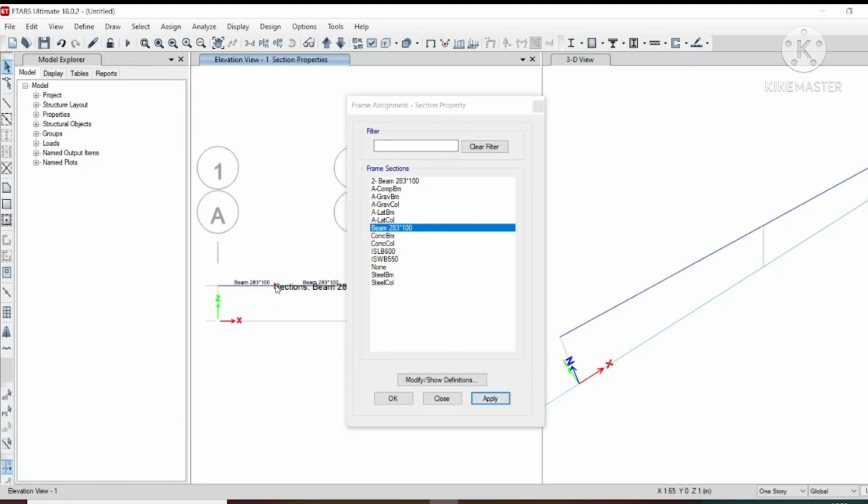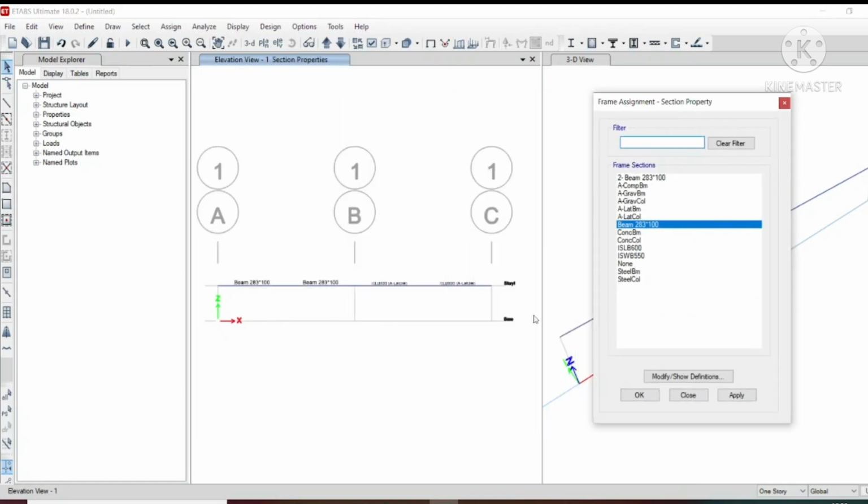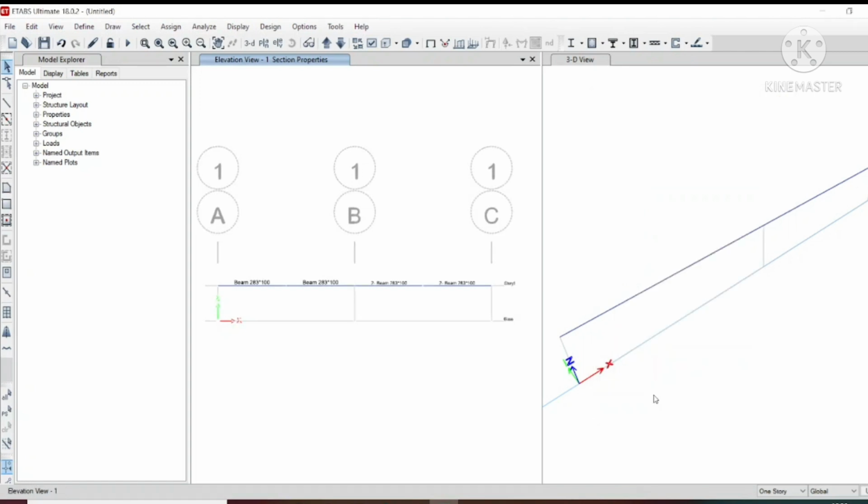The first property is assigned for the first two sections, and the second two frames are selected. For these two frames, I am applying the second sectional property. Right now, this beam is being made with two different properties.